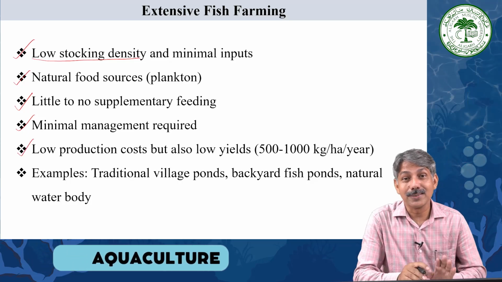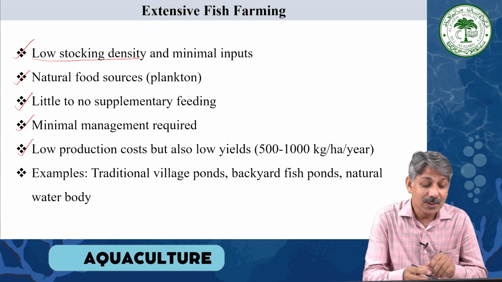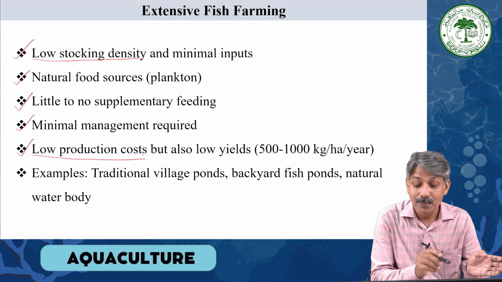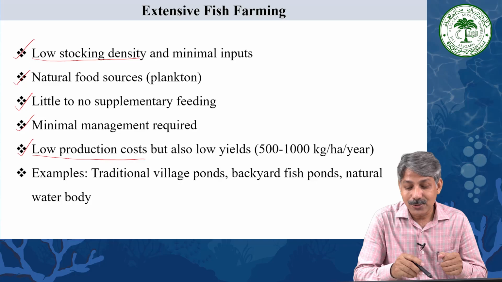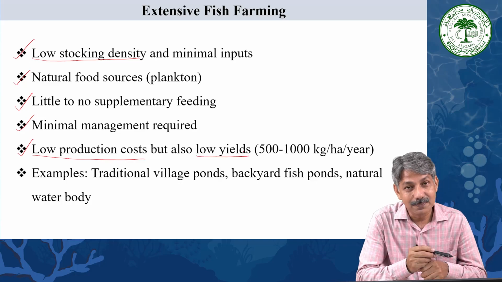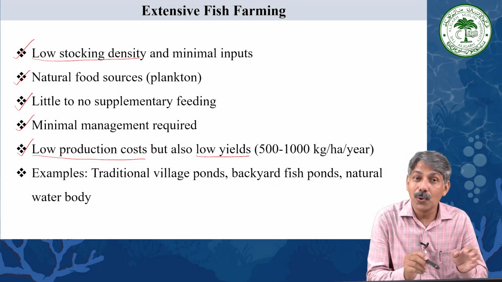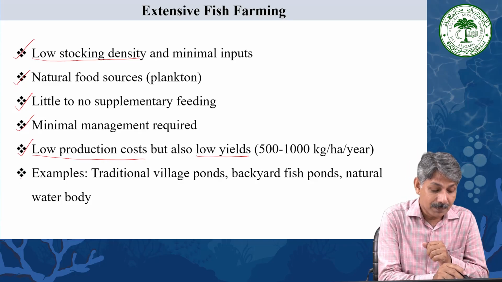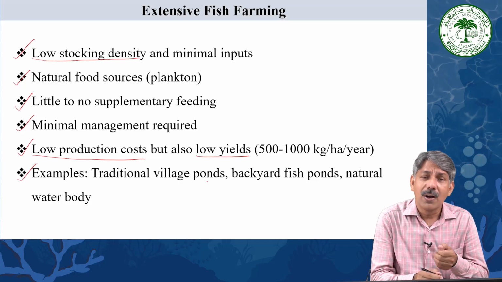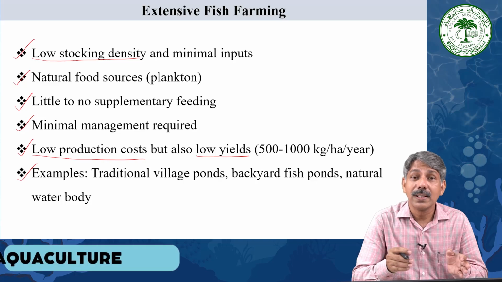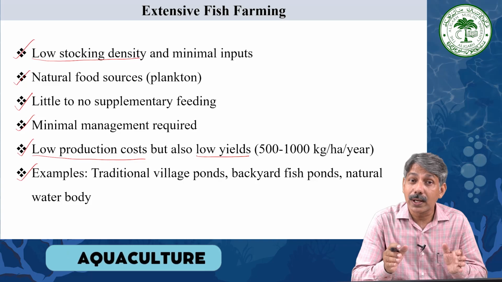We are not putting any effort into providing food or managing water quality and other things. So of course the production cost will be very low. But when you are not taking any care, there will be low yield per hectare. Low yield is also because you have stocked very few fishes, a low stocking density. Examples, as written here, are village ponds, backyard fish ponds, or natural water bodies. In fact, it's not that every time the pond or aquatic body has to be very small.